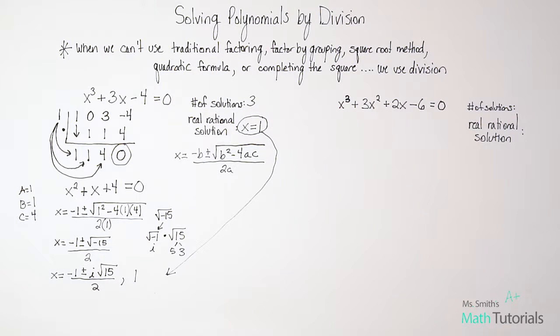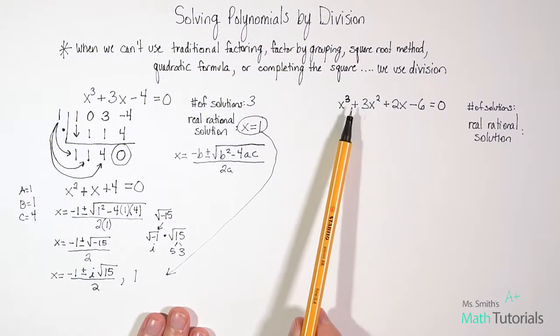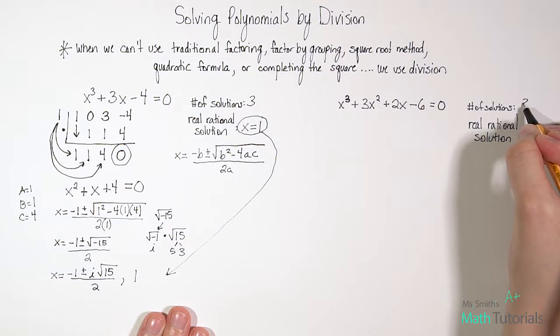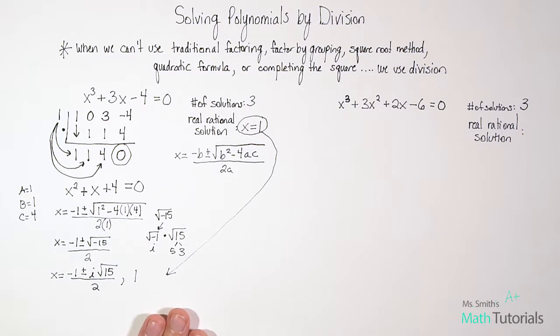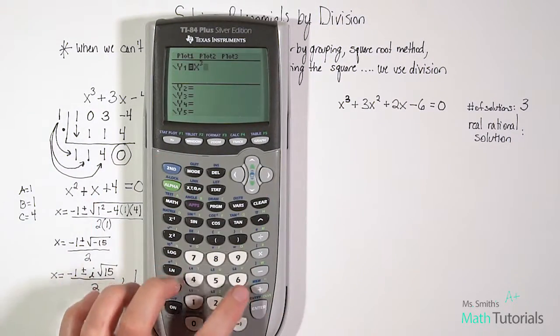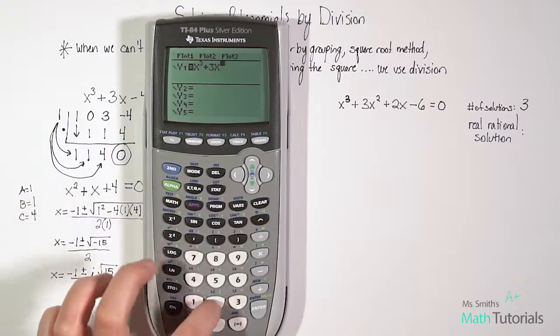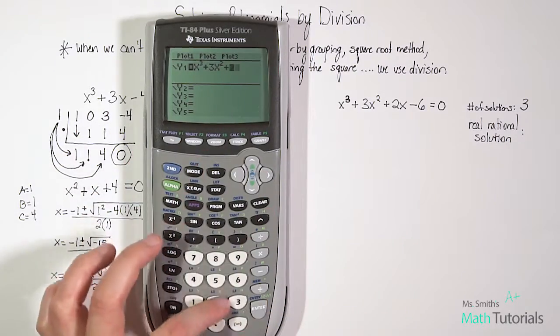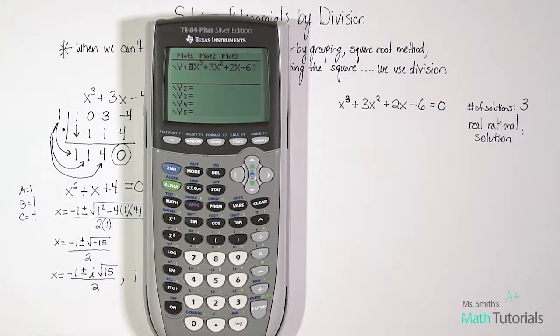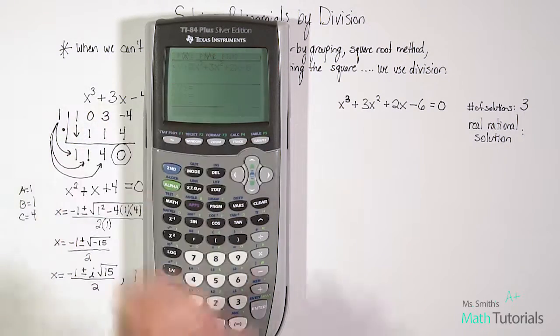Our number of solutions, remember we look at the exponent, and in this case our exponent is 3, so that tells me we are going to have 3 solutions. This is a cubic polynomial. Our real rational solution, well, let's grab out our graphing calculator and find it. Let's just type it in, x cubed plus 3x squared plus 2x minus 6.